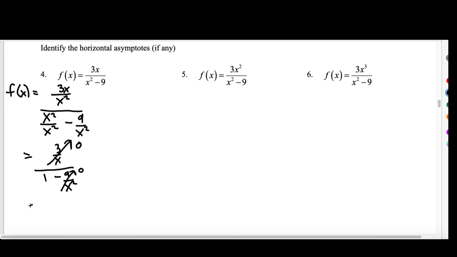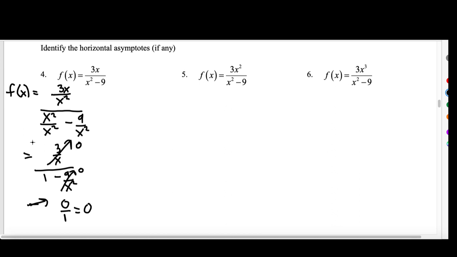So the whole function will approach 0 over 1, because 3 over x approaches 0 and 9 over x squared approaches 0. All that's left is 1 in the denominator, so 0 over 1 is, of course, equal to 0. So this is saying that as x gets bigger without bound, the whole function approaches 0. The horizontal asymptote will be really just the x-axis, the horizontal line passing through y equals 0.